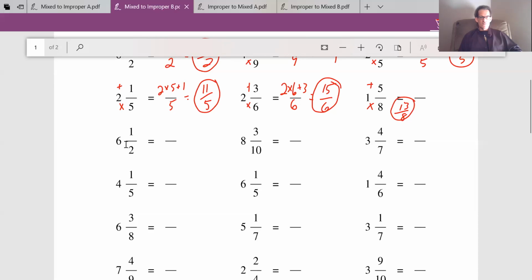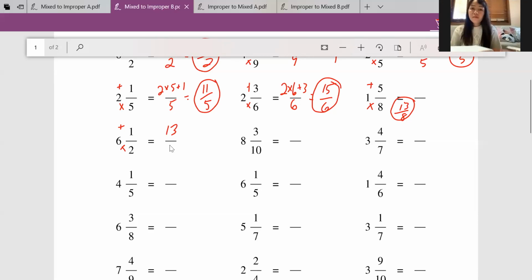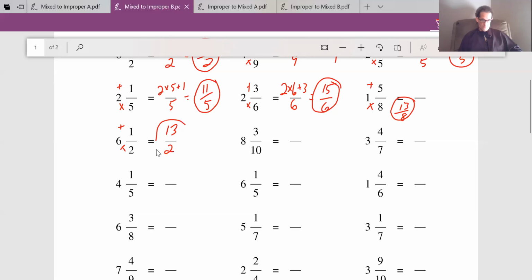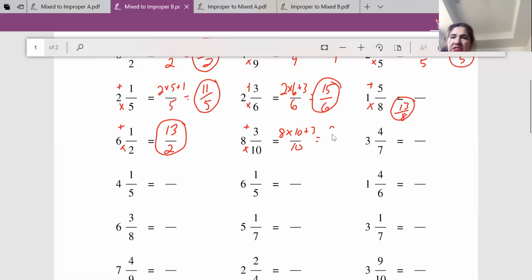Here's 6 and 1/2. I'm going to multiply 6 times 2 plus 1. So 6 times 2 is 12, plus 1 is 13, and your denominator stays the same. It stays 2. And here we have 8 times 10 plus 3, over the denominator, 10. So 8 times 10 is 80, plus 3 is 83 over 10.